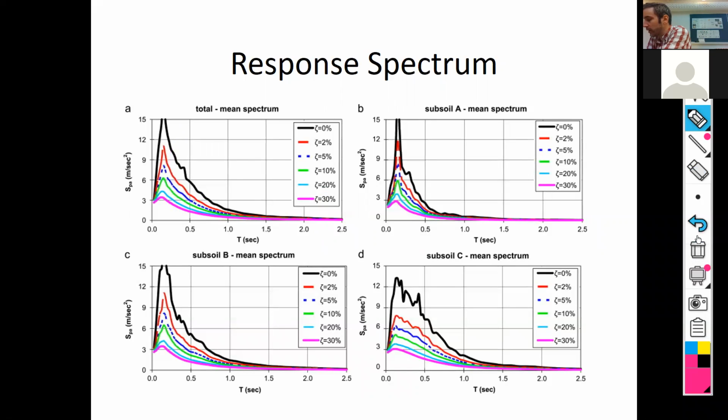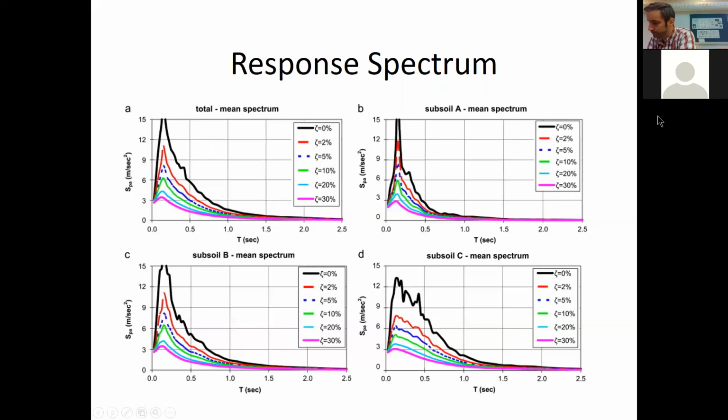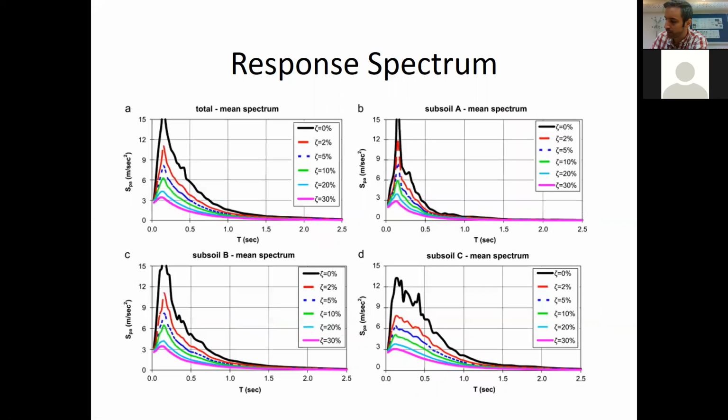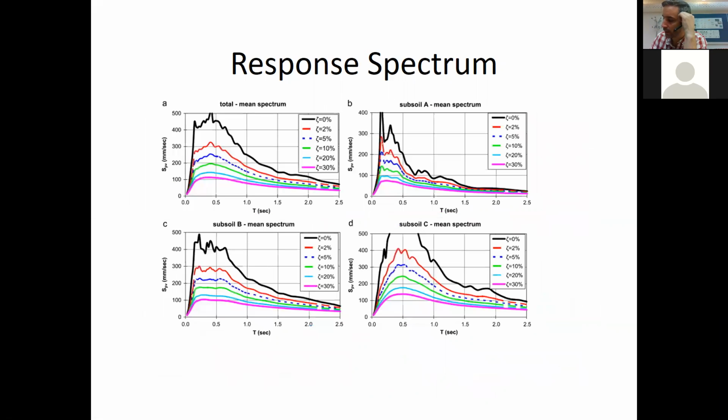And of course, the speed spectrum looks something in between, right? So we have here the displacement like we expected. Here is the acceleration, also the way we expected it. And here is the speed, which looks something in between.